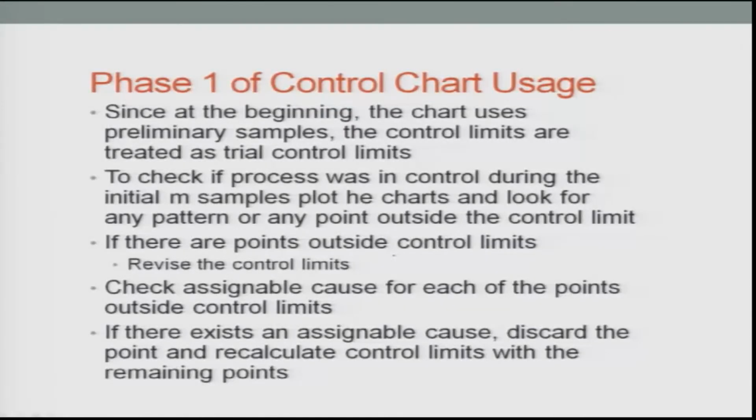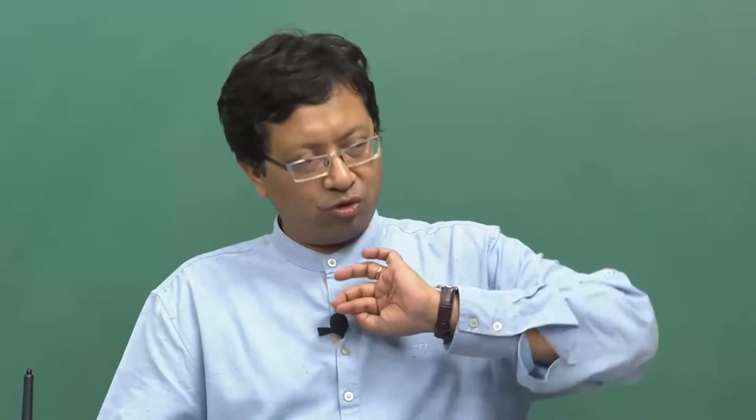If there are points outside the control limits, revise the control limits and do your calculations accordingly. Check assignable causes for each of the points outside the control limits. If there exists an assignable cause, discard the point and recalculate the control limits with the remaining points, and continue doing it likewise. So, if there are some assignable causes which you know should not be taken, you basically take that set of observations out.